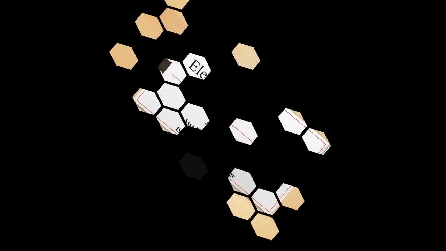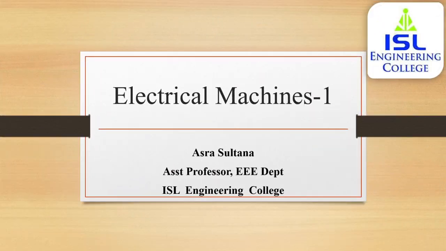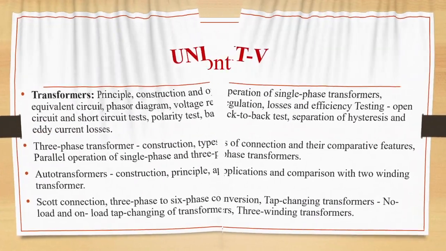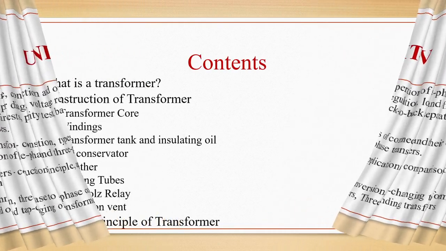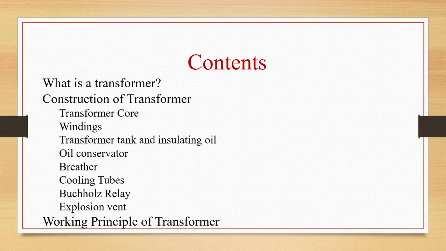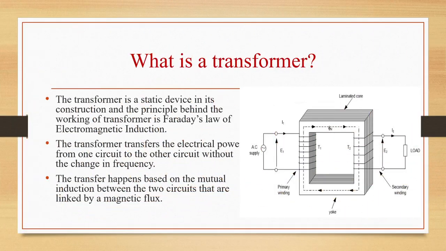So in today's class we have seen what is a transformer, what is its operating principle, what is the construction of a transformer, what are the various parts of a transformer we have seen. So what is a transformer? Transformer is a static piece of apparatus by means of which electrical power is transferred from one circuit to another circuit without changing the frequency.